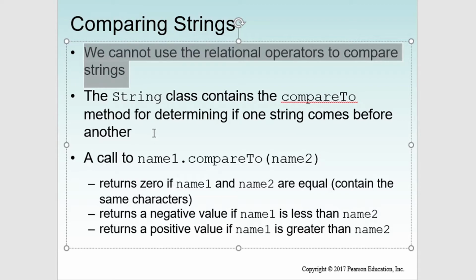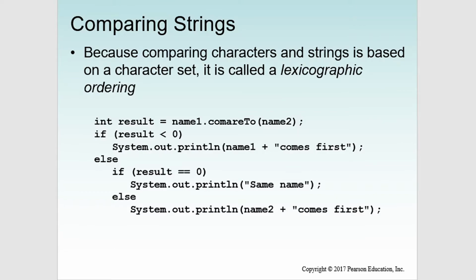We can't use the greater than or the less than or greater than or equal to or less than or equal to. The String class contains the compareTo method for determining if one string comes before another. A call to the string variable compareTo, and then you pass in the string that you want to compare to. The result of this is going to return a numeric value. So it returns a 0 if name1 and name2 are equal. Returns a negative value if name1 is less than name2. Returns a positive value if name1 is greater than name2. Because comparing characters and strings is based on a character set, it's called lexicographic ordering.